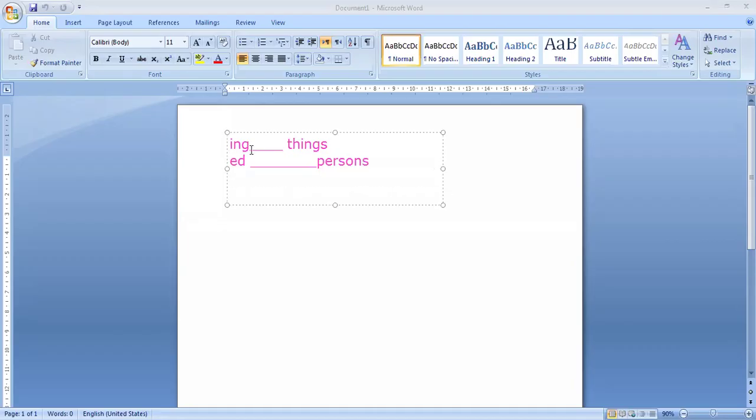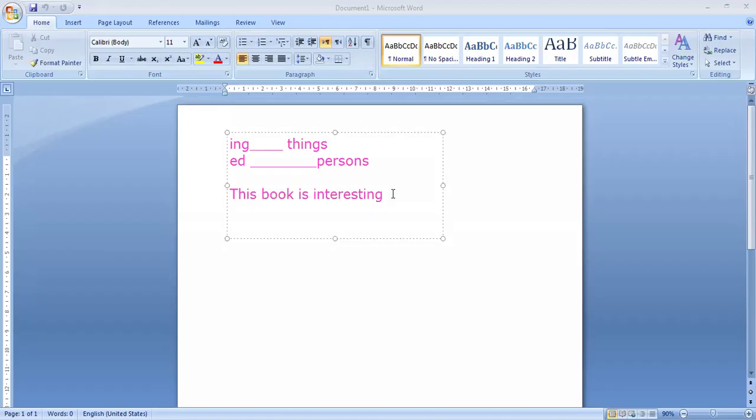Here we say this book is, for example, interesting or exciting. Okay, is interesting. So here I describe the book: the book is interesting. So this ing form is for describing things.